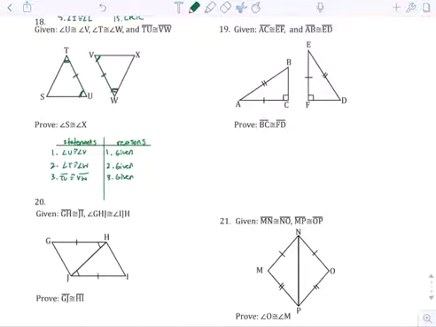So as you guys can see, if you just write down all your given, then it kind of shows you a map of how to prove that these triangles are congruent. So you got angle, side, angle, angle, side, angle. So 4. So I'm gonna go from U to T to S.